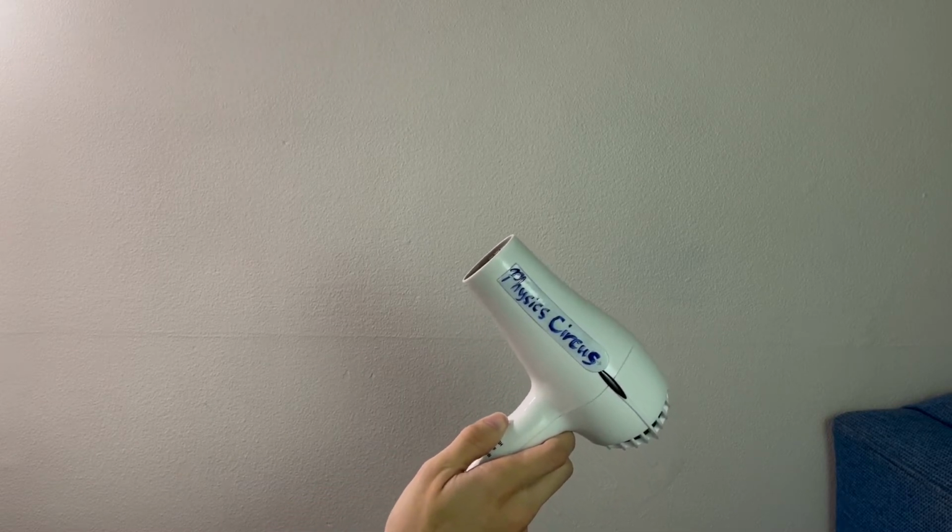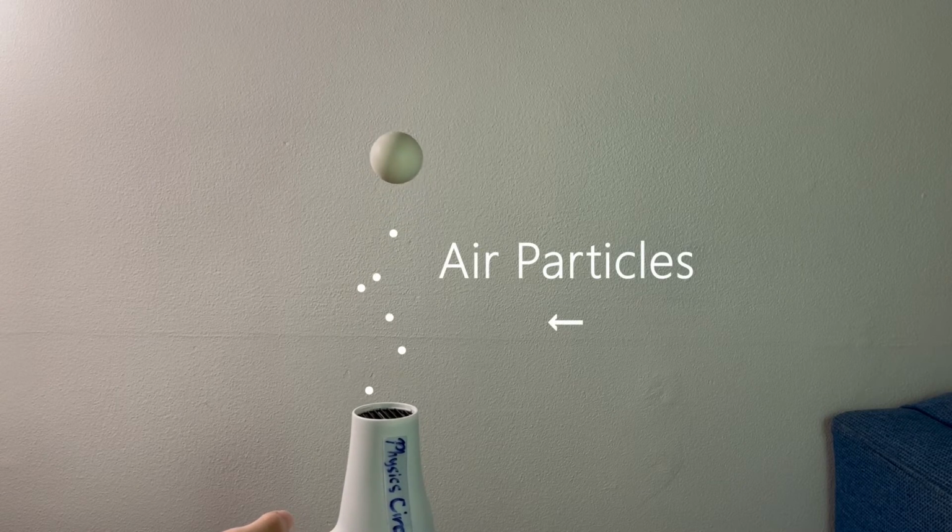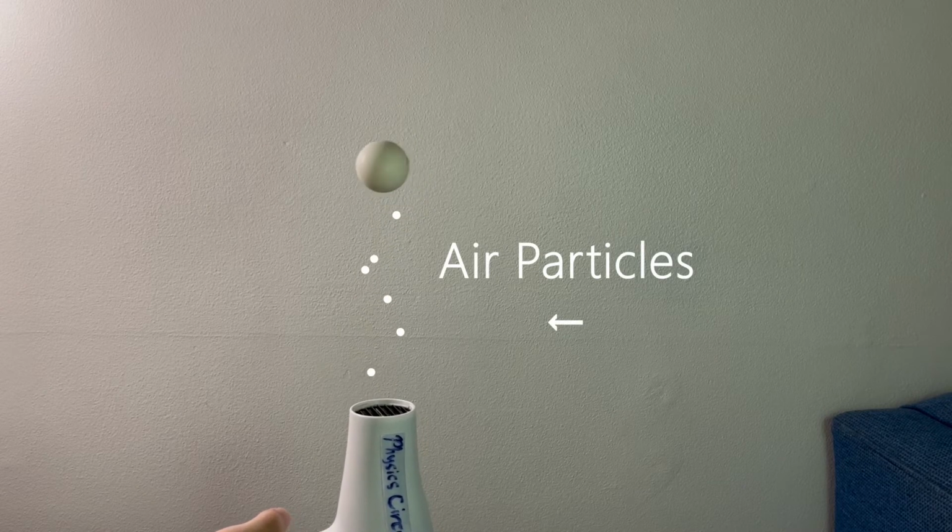Here are some optional steps to see why this happens. Point the hairdryer upwards while levitating the ball, then tap the top of the ball. Doing so makes it bounce, but it stays in the air. This is because the hairdryer is shooting out air particles, which collide with the ball, knocking it upwards.